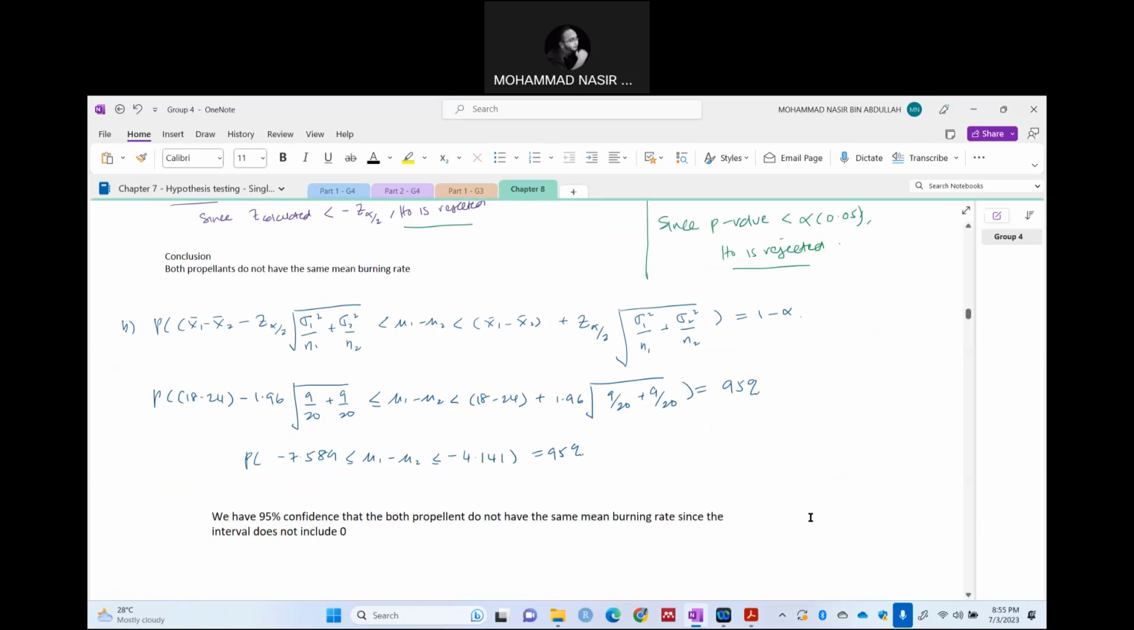So if the value of mu1 minus mu2 is in the interval, it means that there is no significant difference. Since in this confidence interval the value of mu1 minus mu2 equal to 0 is not in the interval, we can say that these two populations are different.